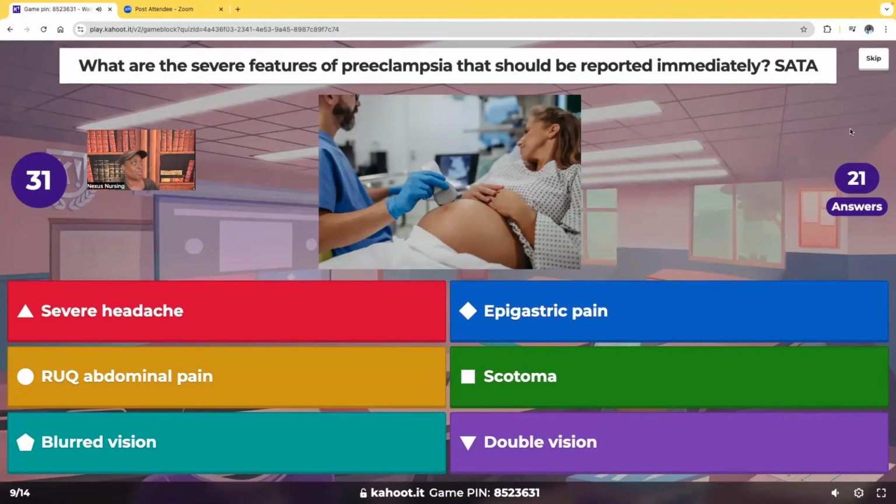Correct, RN Nicole. That's how important this is. On the last Kahoot I did for preeclampsia part 1, this information was on there. I just worded it differently, but that's how important this is for you guys to know. You guys will see this as a question. I'm telling you. You got to know it.